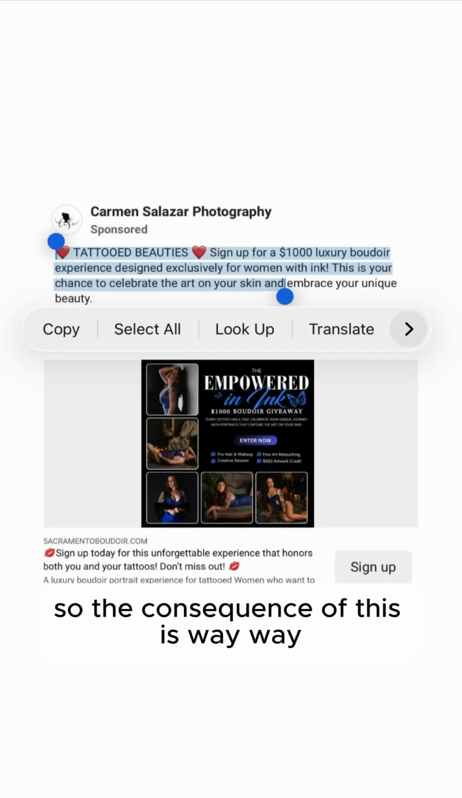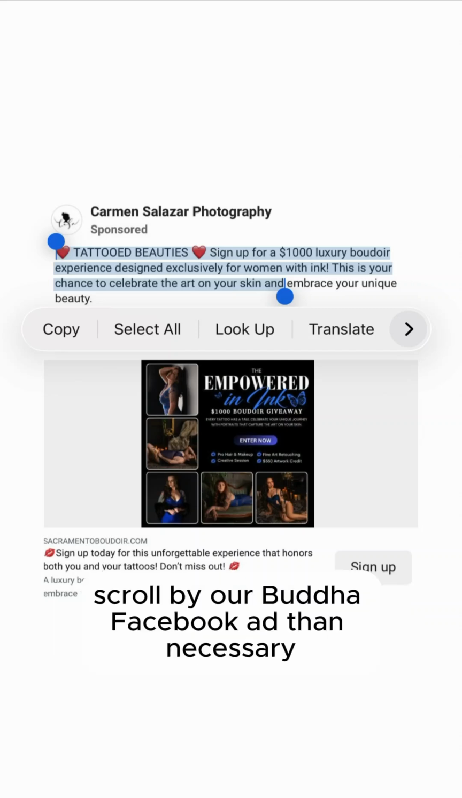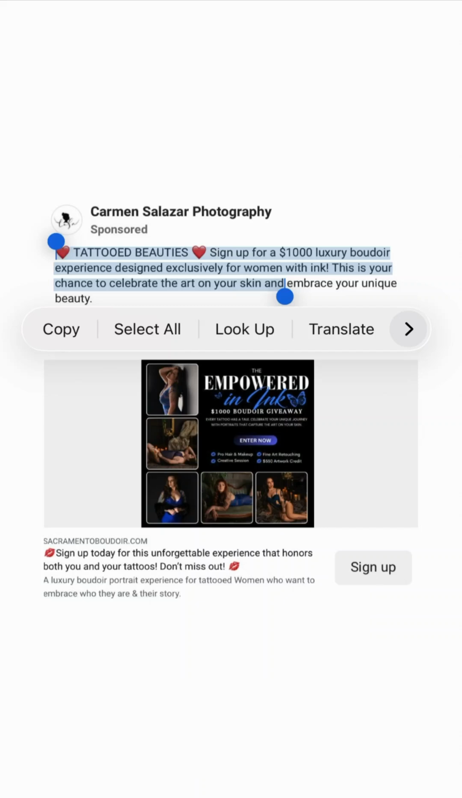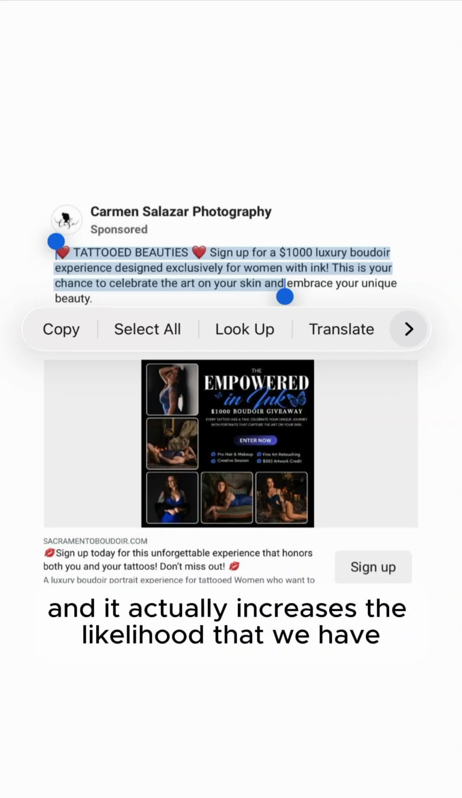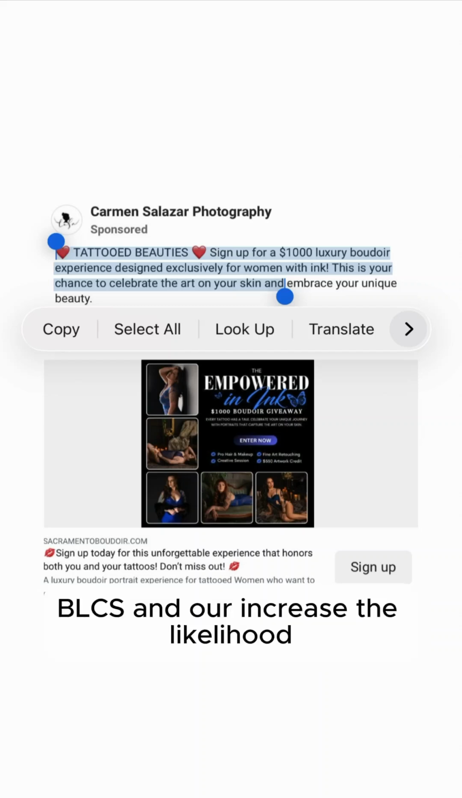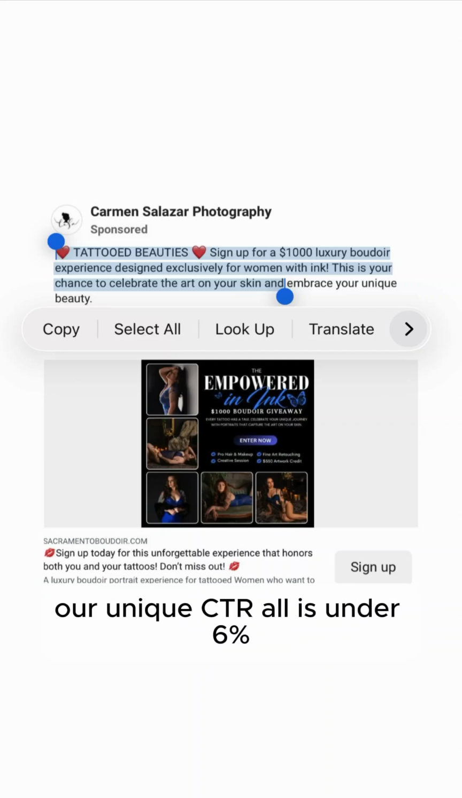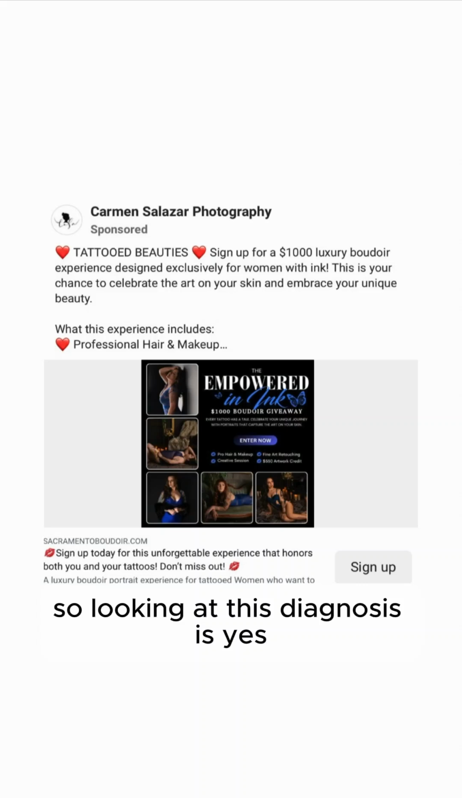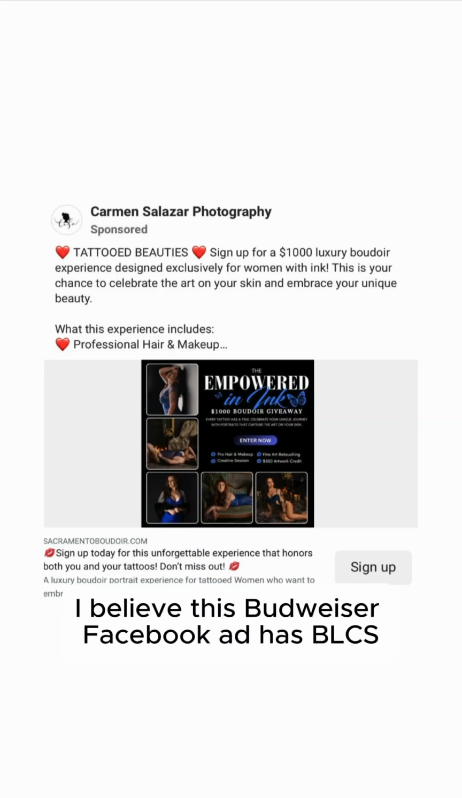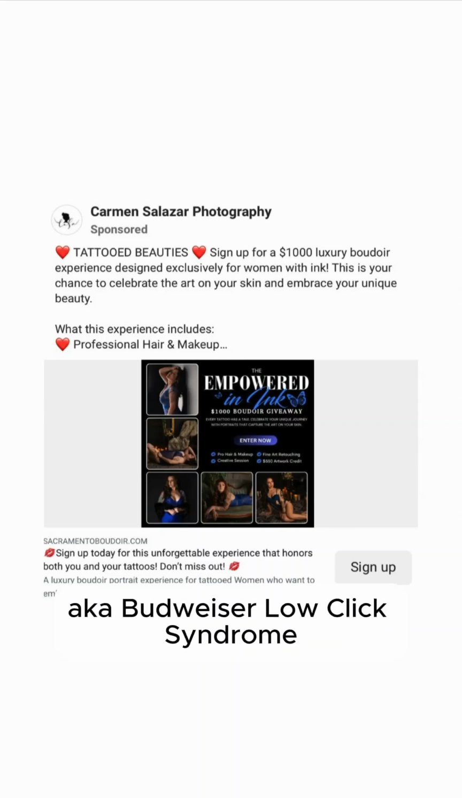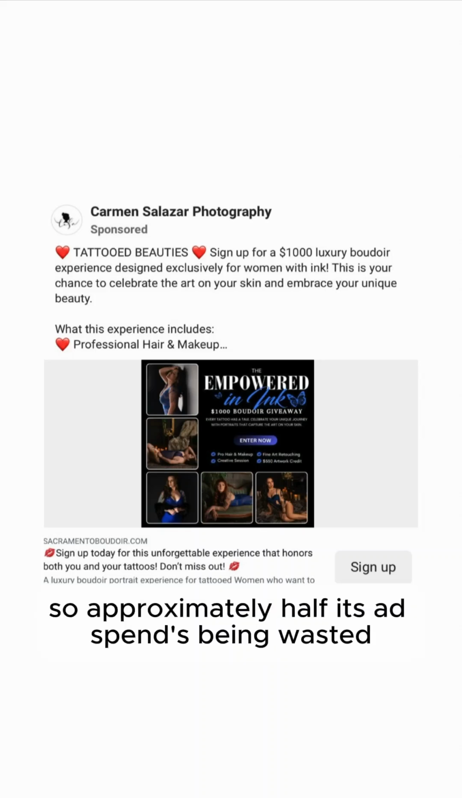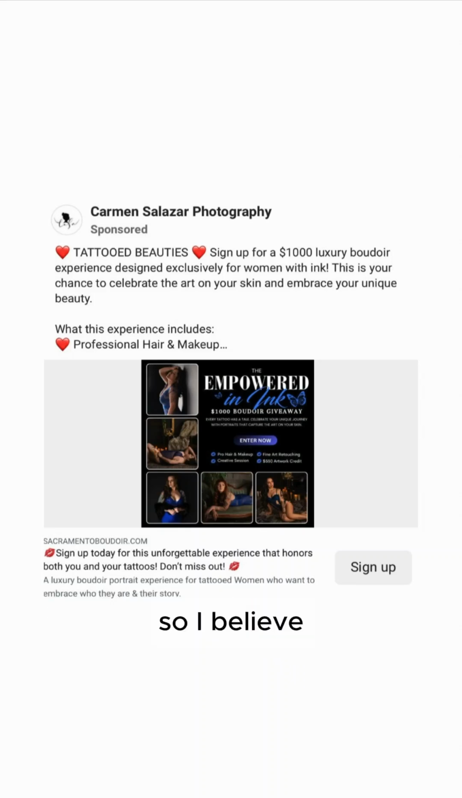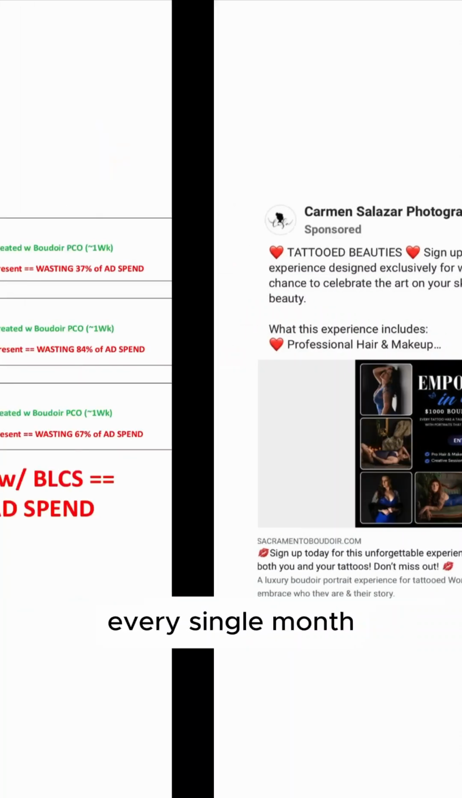But in fact, we did not provide enough context here. So the consequence of this is way more women are going to scroll by our Boudoir Facebook ad than necessary. And as a result, this pulls down unique CTR, and it actually increases the likelihood that we have BLCS and increases the likelihood our unique CTR is under 6%. So the diagnosis is yes, I believe this Boudoir Facebook ad has BLCS, aka Boudoir low click syndrome, and has a unique CTR under 6%. So approximately half its ad spend is being wasted. So I believe approximately half its ad spend is being wasted every single month.